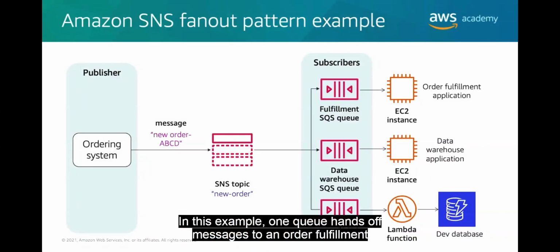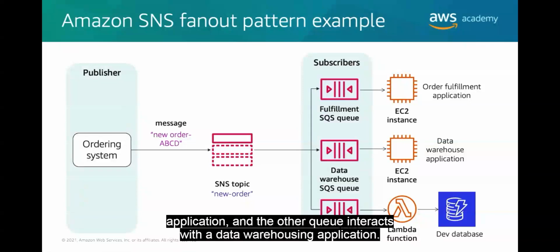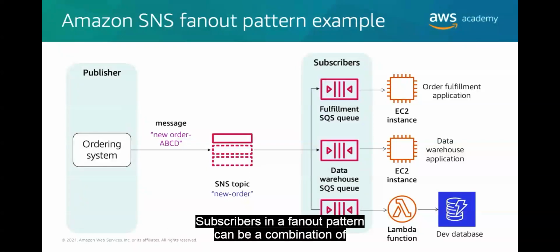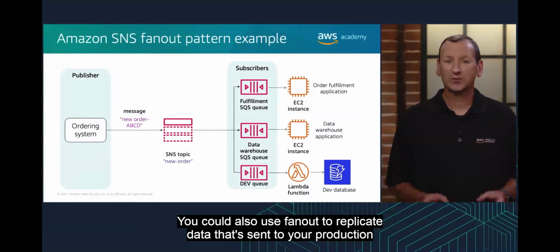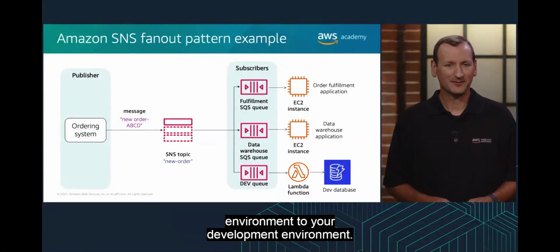In this example, one queue hands off messages to an order fulfillment application, and the other queue interacts with a data warehousing application. Subscribers in a fan-out pattern can be a combination of endpoint types, including HTTP endpoints or email addresses. You could also use fan-out to replicate data that's sent to your production environment to your development environment.